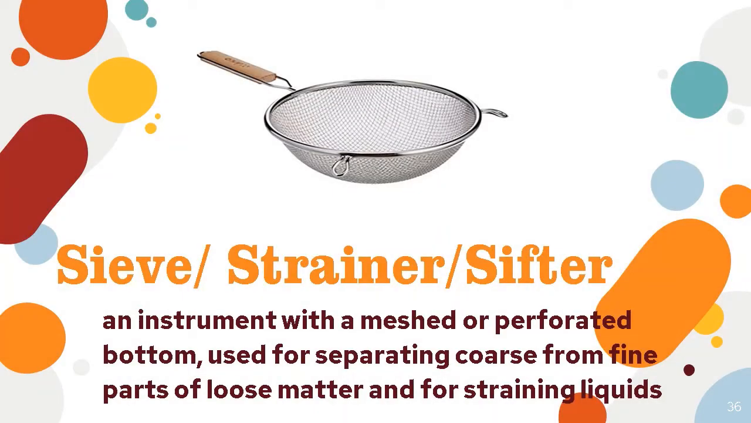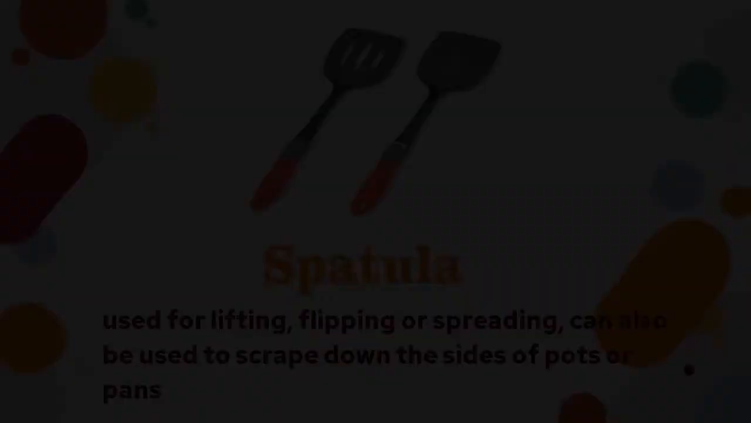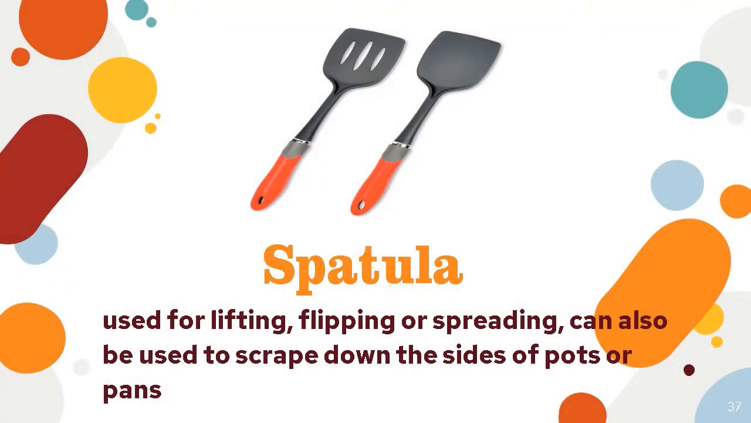Next is sieve, strainer, or sifter. It is an instrument with a meshed or perforated bottom used for separating coarse from fine parts of loose matter and for straining liquids. The spatula is used for lifting, flipping, or spreading, can also be used to scrape down the sides of pots or pans.